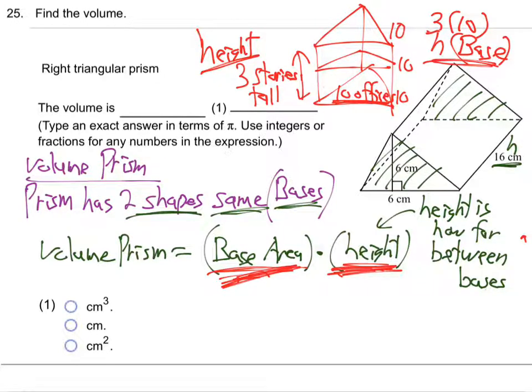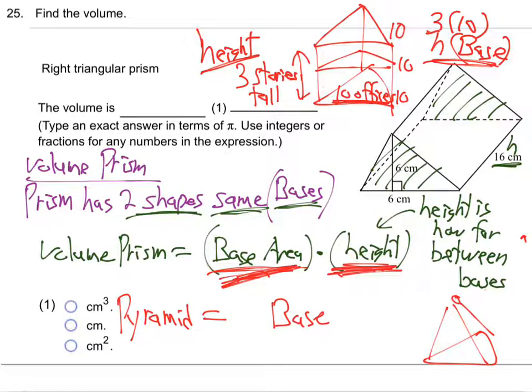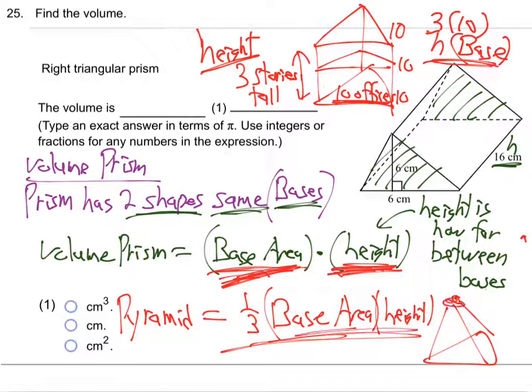And for a pyramid, let me go ahead and do the pyramid right now. If you have a pyramid, then you might have a triangle and it comes up to a point. Instead of coming straight up, it comes to a point. It's the same formula with one small difference. So base area times height, and you throw a 1/3 in the front. Because you lose a lot of the volume. You only have 1/3 of the volume when you come up to a point.